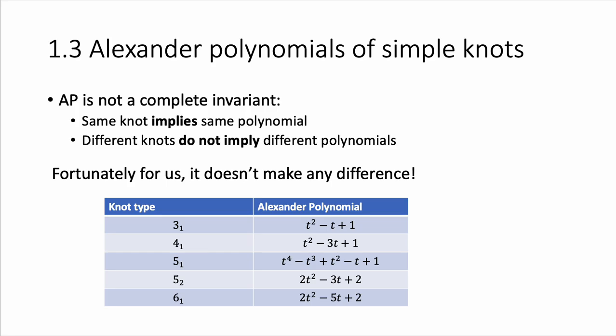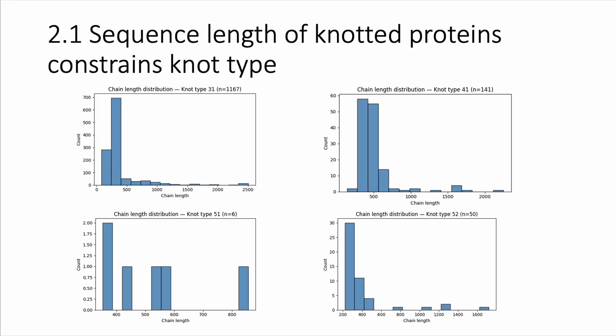One thing to note is that even though this invariant is not a complete invariant, it is, however, sufficient for our use case since we're not designing proteins of 10 crossings. We are simply interested in designing a trefoil protein de novo.